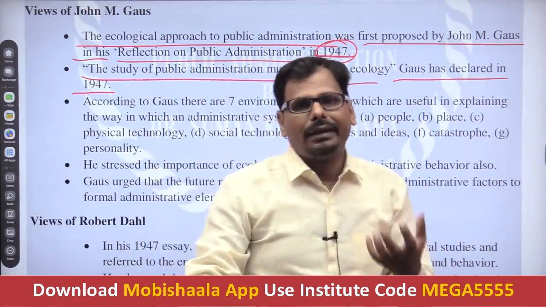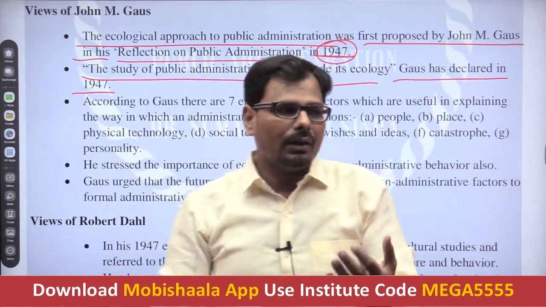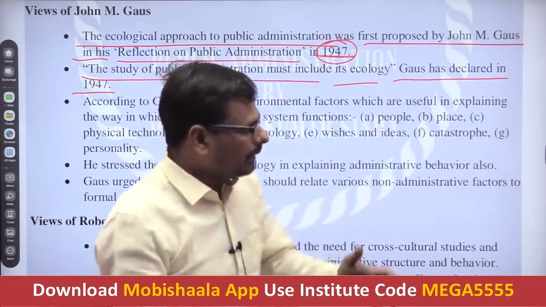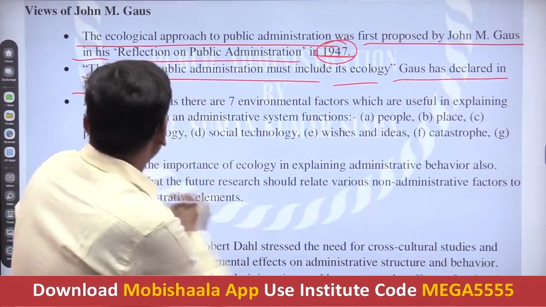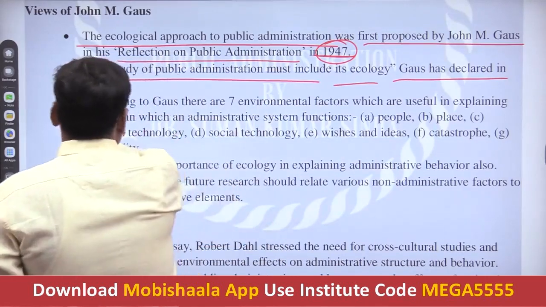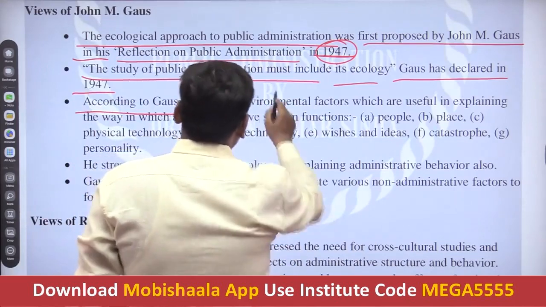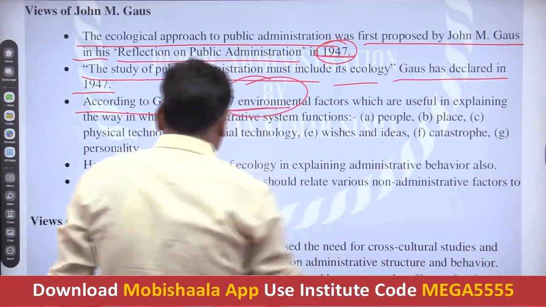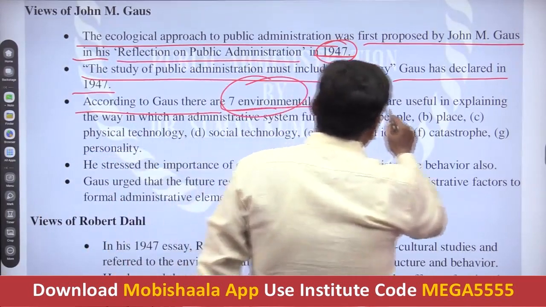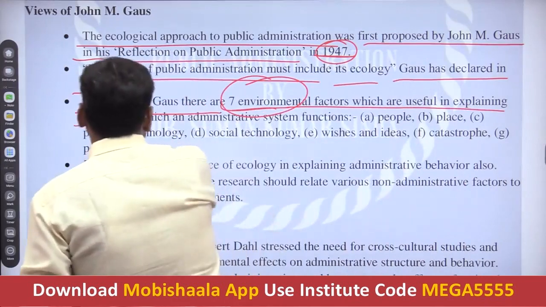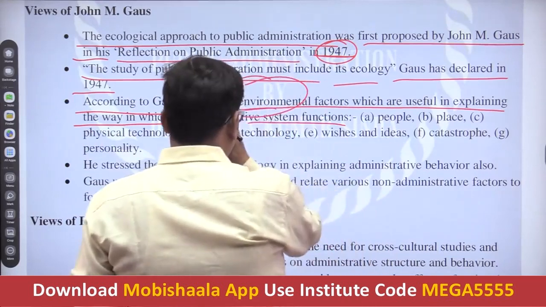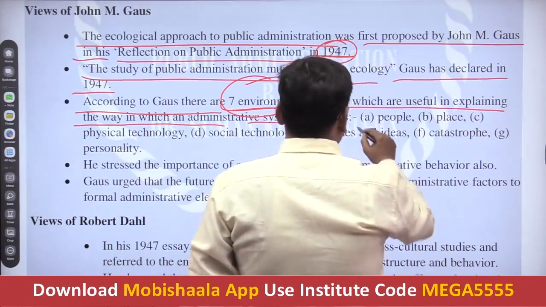living organism, and a living organism is very much affected by its environment. That is the main theme and main idea of J.M. Gaus. According to Gaus, there are 7 environmental factors which are useful in explaining the way in which an administrative system functions. The first environmental factor, according to Gaus, is people.